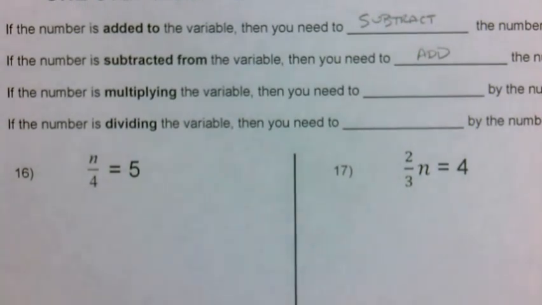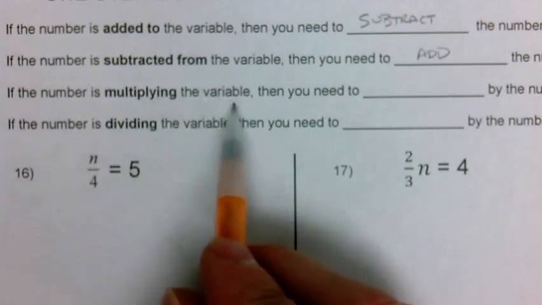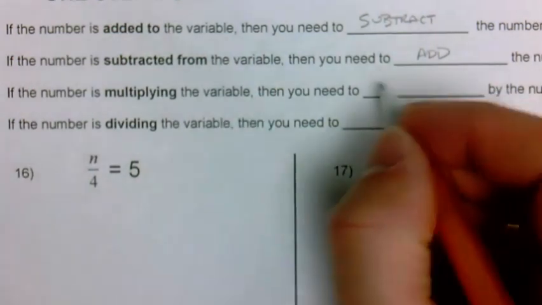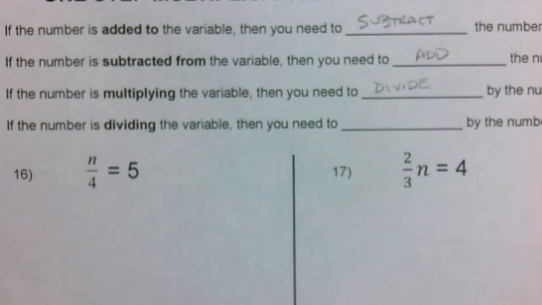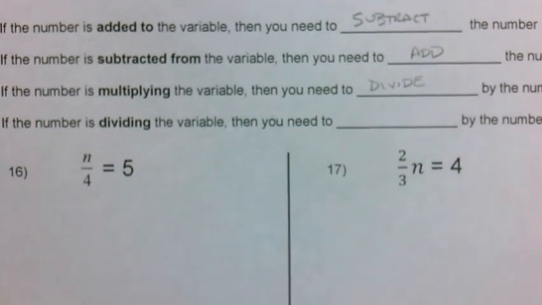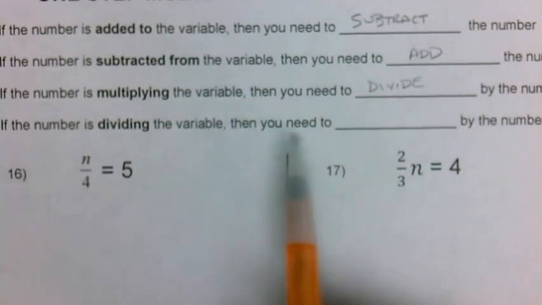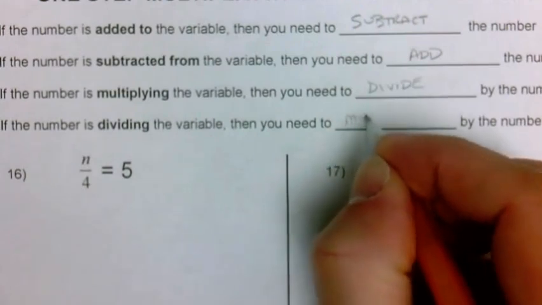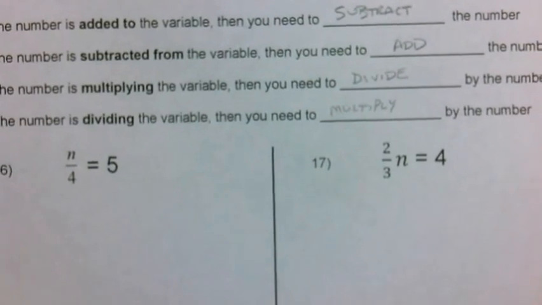If the number was multiplying the variable, like 3n equals 27, all right, well, then you needed to divide each side by the number multiplying the variable. All right, so divide each side by 3 in that example. Well, this follows a similar pattern. If a number is dividing the variable, then what you're going to need to do is multiply each side of the equation by that number.